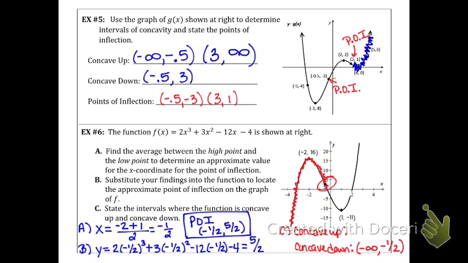And then after that point of inflection, we can see that it changes concavity, and it's now part of that smiley face, so it's concave up. So that started at -1/2, and it never changes back to concave down, so it keeps going to the right to infinity.